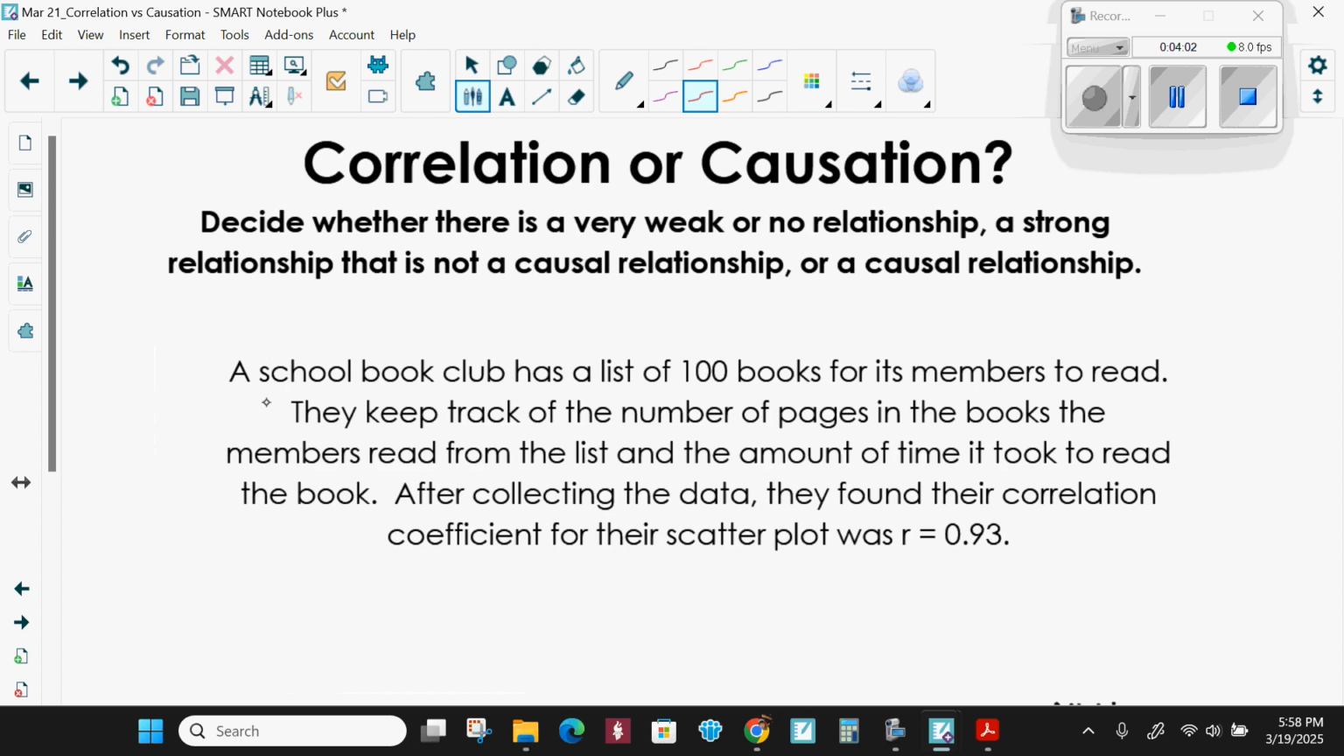Okay. A school book club has a list of 100 books for its members to read. They keep track of the number of pages in the books the members read from the list and the amount of time it took to read the book. After collecting data, they found the correlation coefficient of the scatter plot was 0.93. So that is a very good correlation, a strong correlation. Not necessarily causal.